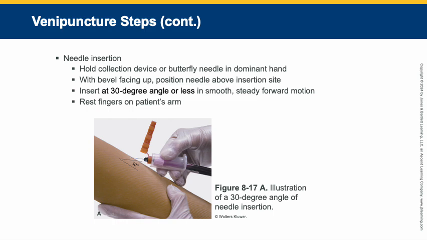Hold the collection device or butterfly needle in your dominant hand with the bevel facing up. Position the needle above the insertion site. Insert at a 30-degree angle or less in a smooth, steady forward motion. Rest your fingers on your patient's arm, the two underneath the hub. That is an illustration of what 30 degrees would look like.